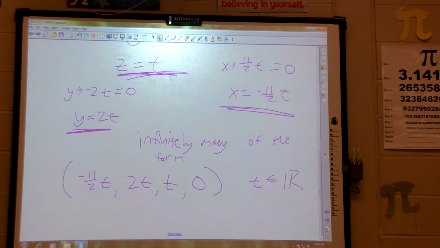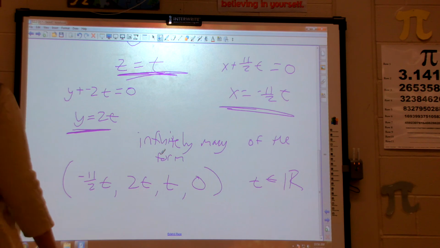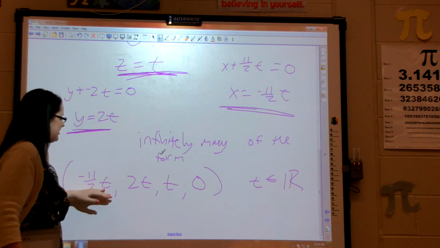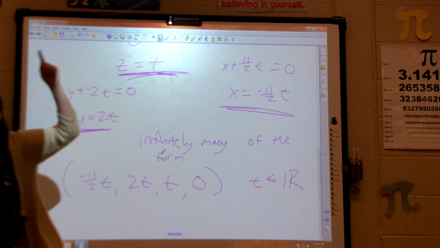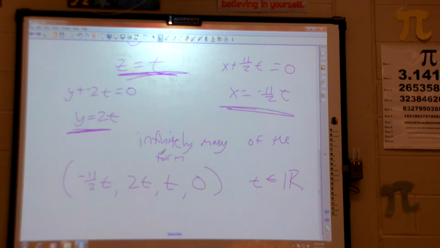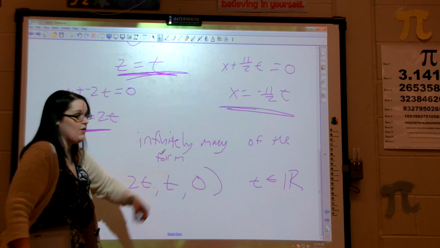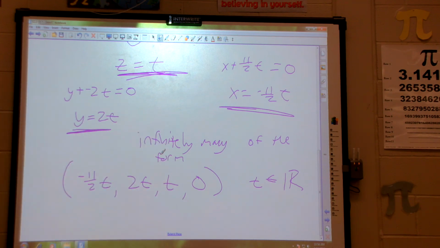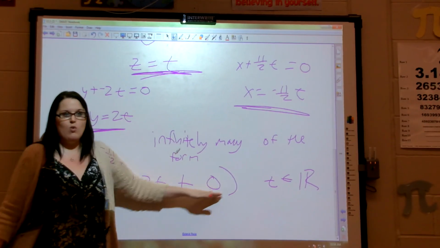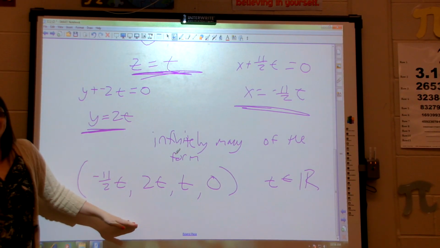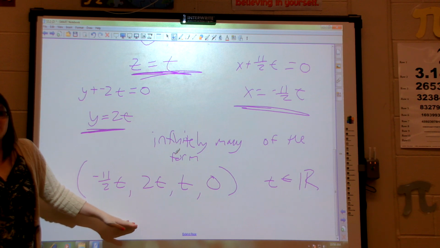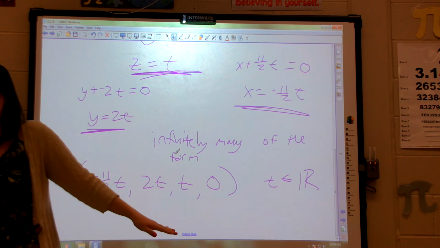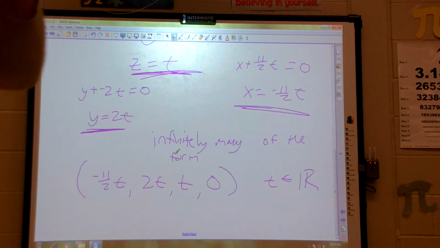There we go. Because what this is saying, pick any number. 2, 1. Or 7. If I plug in 7, it's a solution. If I plug in 12, solution. If I plug in square root of 2, it's a solution. So it's not saying everything works, it's only of this form works. Yes? Okay, so that's our infinitely many form. I had to get them all in terms of T.